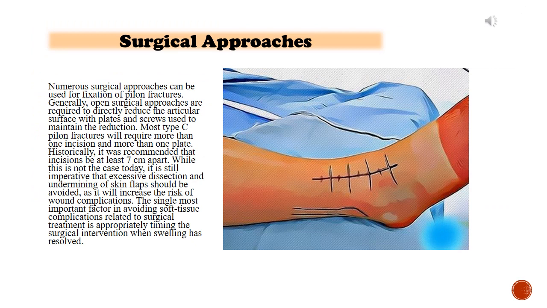Surgical approaches. Numerous surgical approaches can be used for fixation of pilon fractures. Generally, open surgical approaches are required to directly reduce the articular surface with plates and screws used to maintain the reduction. Most type C pilon fractures will require more than one incision and more than one plate.